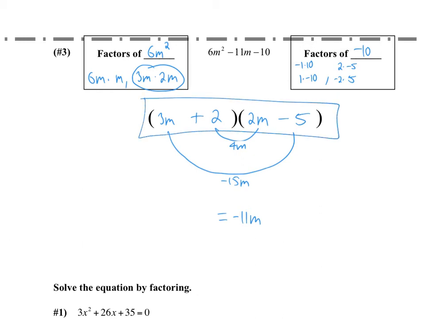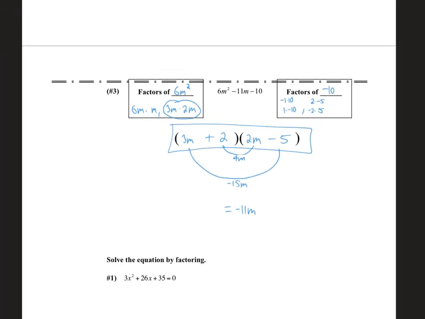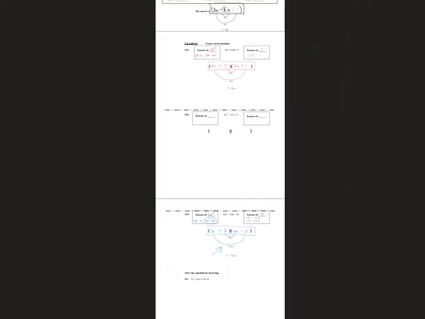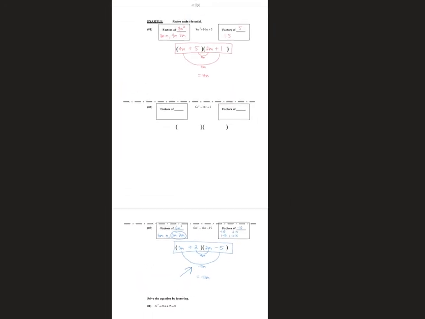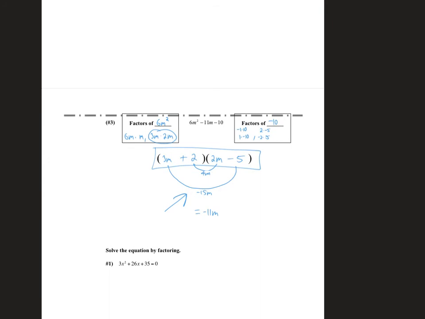Okay, so if you were to factor this, that's what it should factor to, 3m plus 2 times 2m minus 5. So this stuff down here is not the answer. It's just kind of a tool to help you guess the middle term, okay? All right, why don't you guys see if you can try example 2 on your own. Now that we've gone through a couple, I'll leave it zoomed out. I'll kind of zoom in on number 3 here so you guys can see. See if you can do example 2 on your own.